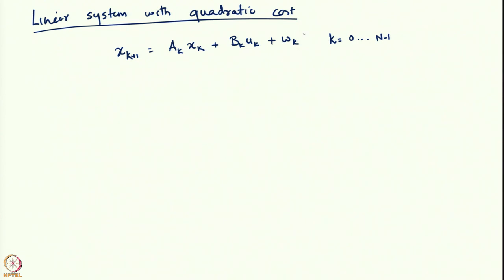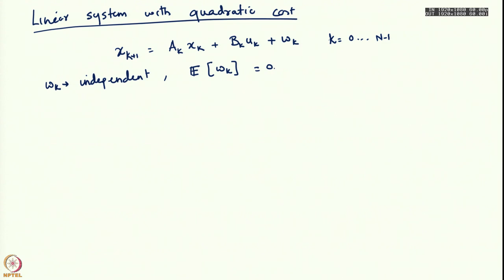w_k is a sequence of disturbances. We will assume these are independent random variables. We will also assume that they have mean 0, and that they have finite second moment. So, the expectation of w_k w_k transpose is a matrix in which the values are all finite.